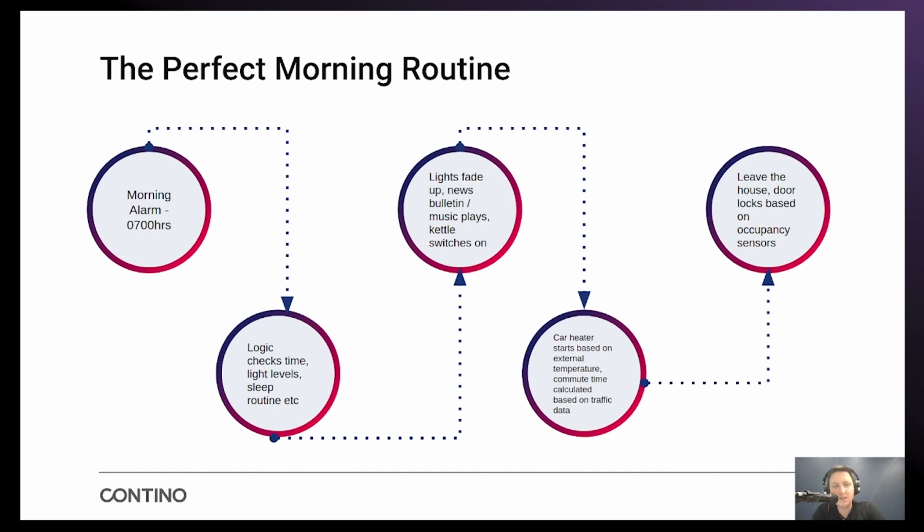So it could fade the lights up gradually to give the effect of a sunrise. It could fade in a news bulletin or some music or something like that. It could switch on the kettle or the coffee machine to make sure that the water is boiled and ready waiting for you by the time you get dressed and downstairs. And then as you come down the stairs, it can pick up the movement and start to raise the light levels in the rooms as you walk into them.